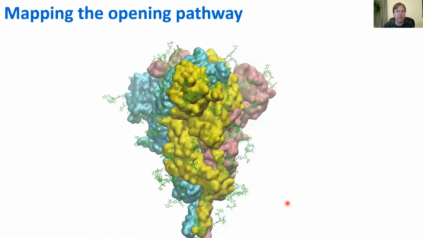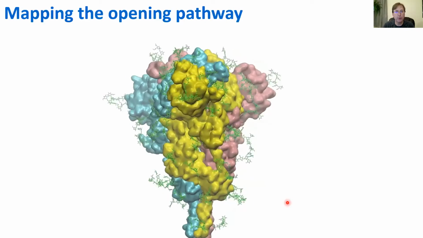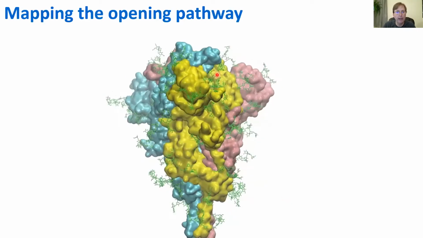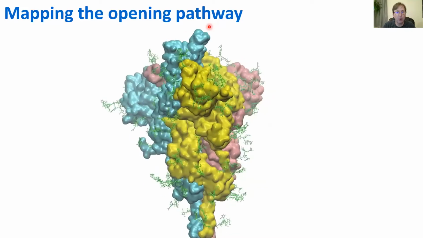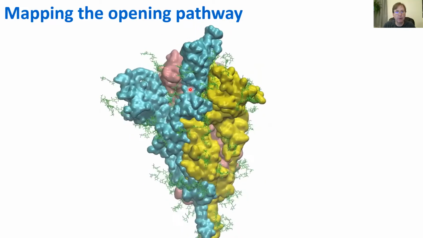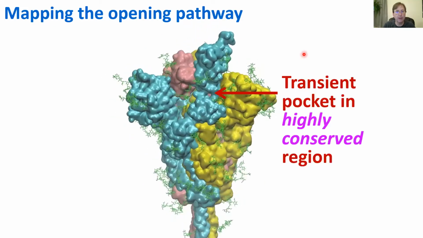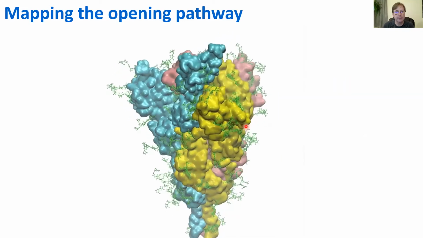So what do we learn from these simulations? I'm showing you now how we can map the pathway as this receptor binding domain opens and is able to bind to an ACE2, so it must open to search for it. And we see the formation of a transient pocket in a very highly conserved region that serves as a hinge about which the receptor binding domain rotates.